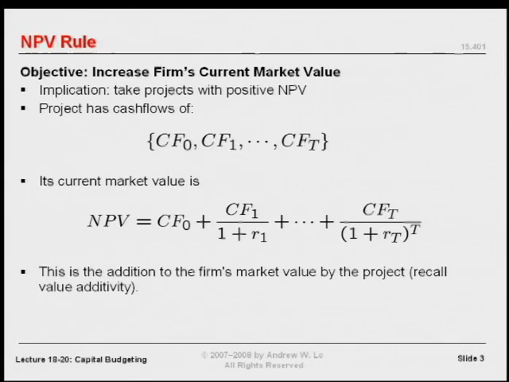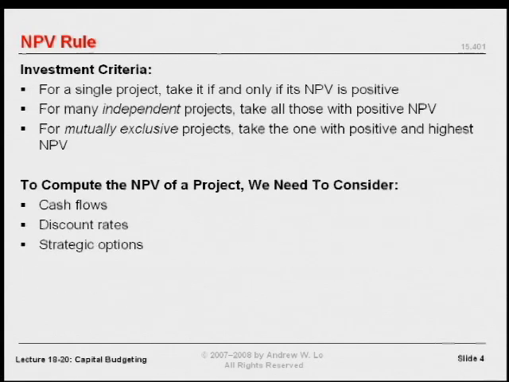Okay, so we're all familiar with this. This is just a standard approach to calculating market value. Now, the investment criteria that I'm going to propose for capital budgeting, for project selection, is this. For a single project, if you've got one project you're trying to decide upon, take it if and only if the NPV is positive. Right? If it's positive, take it. If it's negative, do not take it or sell it, short it if you can. Okay? It's hard to short projects. It's not that hard to short securities.